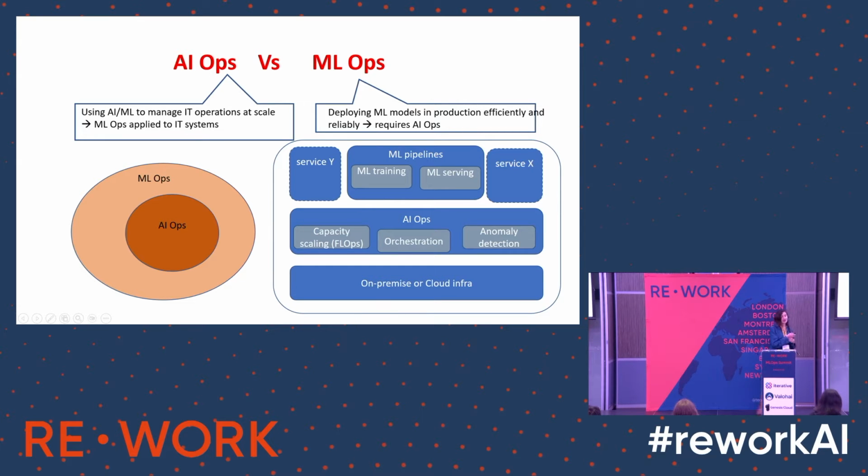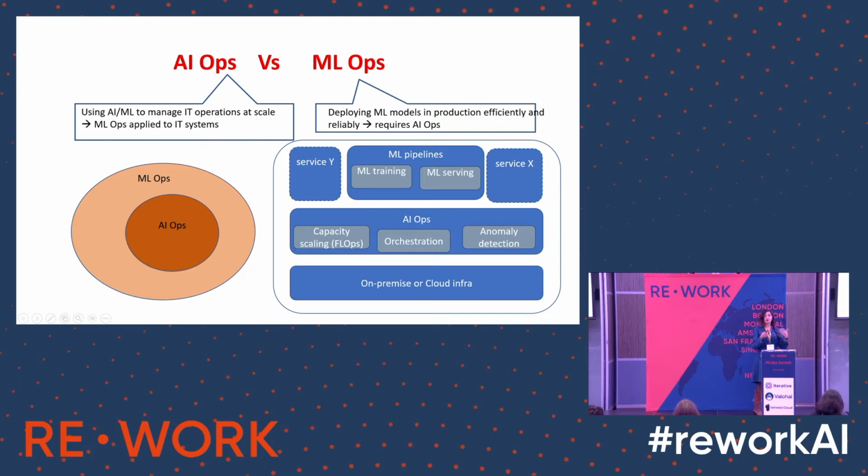Now I'm going to talk a bit about the difference between AIOps, MLOps, and DevOps. So AIOps versus MLOps. AIOps is really about using AI and ML to manage IT operations at scale. You can think of it as MLOps, but applied to IT operations. So in this sense, AIOps is a subset of MLOps.